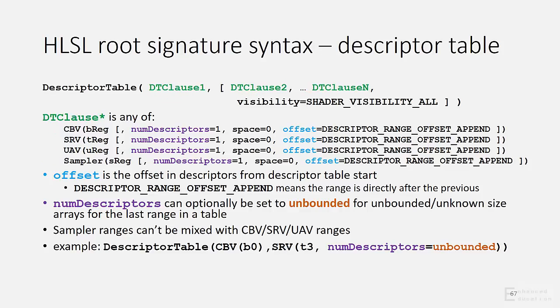Each descriptor range includes the HLSL bind register for the first descriptor in the range, followed by an optional count of descriptors for the range, a register space qualifier that's also optional, and an optional offset. And this is an offset for where the range starts relative to the beginning of the descriptor table. I'll illustrate the way the offsets work with a little example.